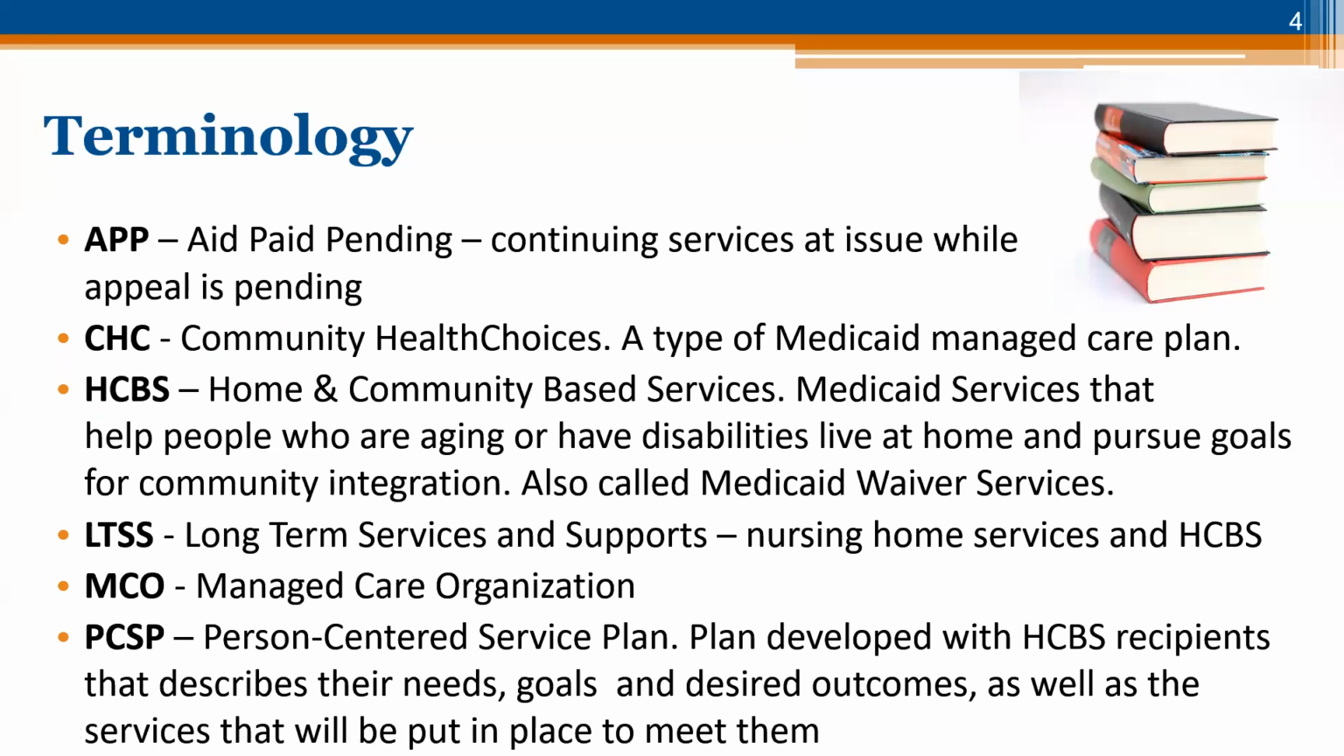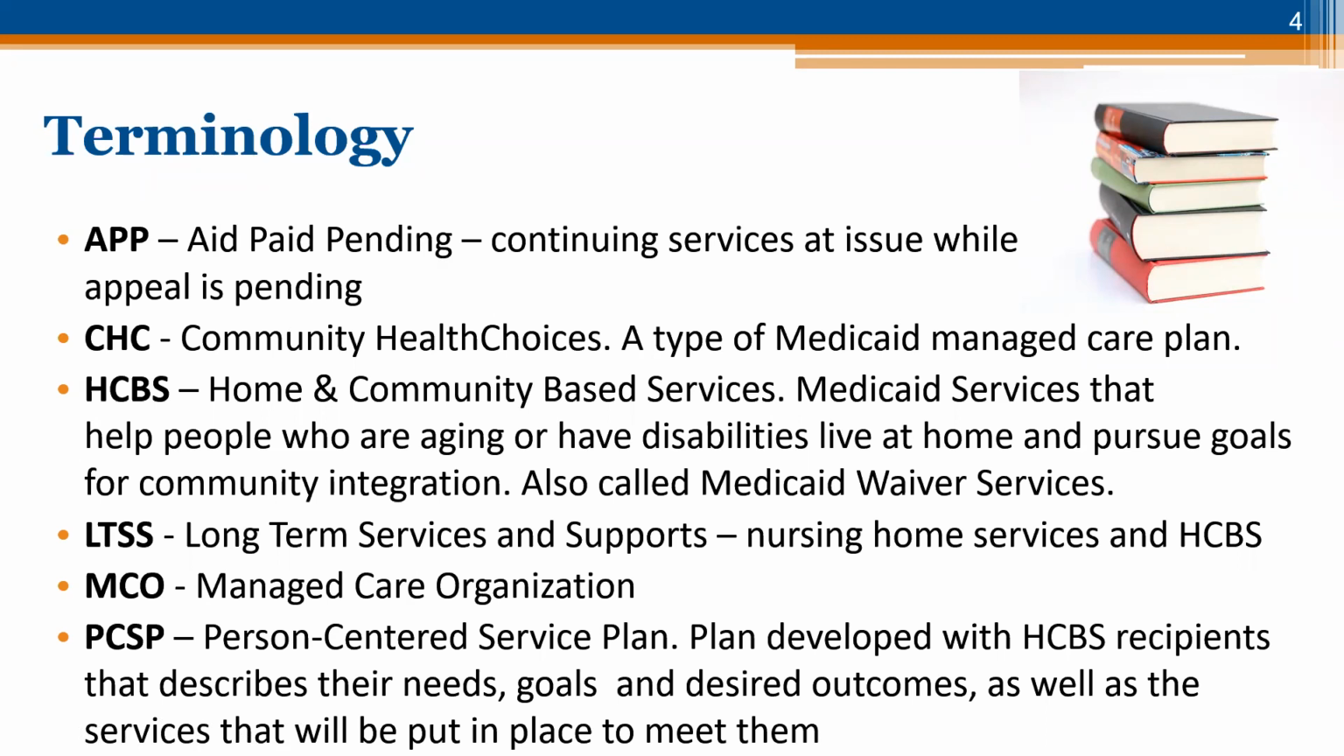You're also going to see CHC, which is Community HealthChoices. This is a type of Medicaid managed care plan. Briefly, you'll see HCBS, which stands for Home and Community-Based Services. These are Medicaid services that help people who are aging or have disabilities live at home and pursue their goals for community integration. So really, so they can live and work in a setting of their choice and not in a facility. You'll also hear HCBS called waiver services. So it's the same thing. Home and community-based services are the same as waiver services.